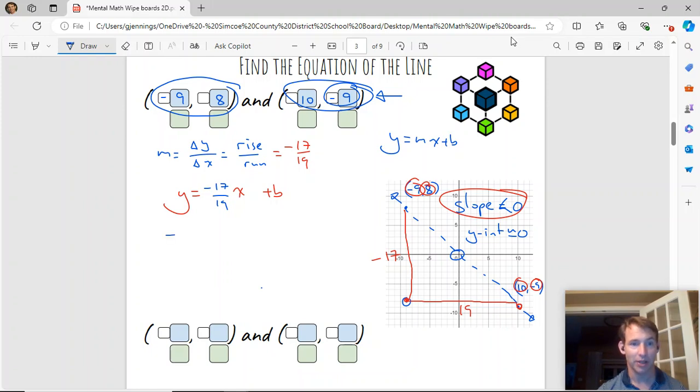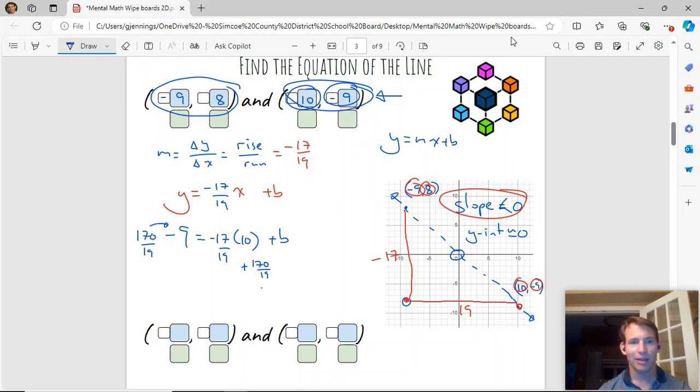-9 is my y. So I have -9 is equal to 10 is my x. So that's going to be 10 there. And I'm multiplying that by -17 on 19 plus b. b is the number that makes that true. Okay, so now I know that's -170 on 19, and I want to add 170 on 19 to both sides of the equation to isolate b. But 170 on 19, I have to subtract 9 from that.